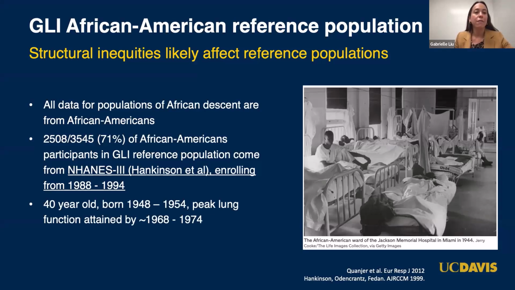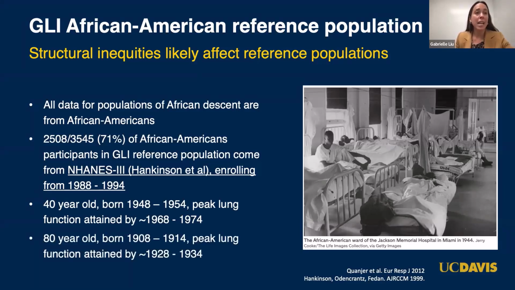important to consider that a 40-year-old in this study would have been born in 1948 to 1954, attaining peak lung function in the late 1960s, early 1970s. And then when you consider an 80-year-old, they would have been born 1908 to 1914, with their peak lung function being attained late 1920s to 1930s.